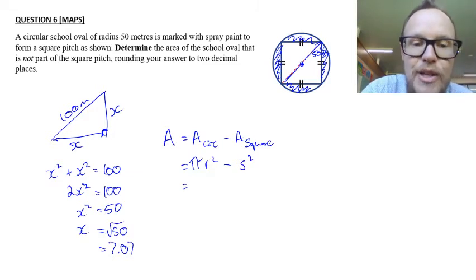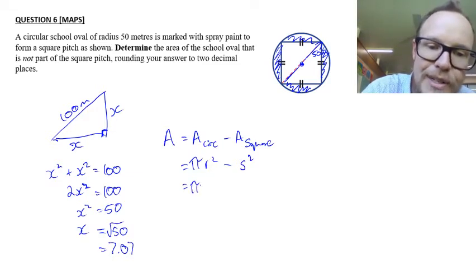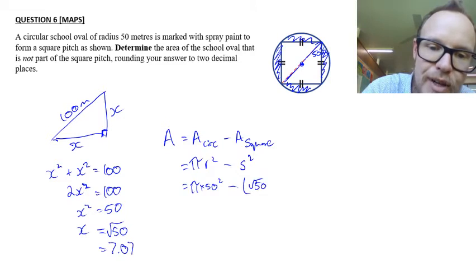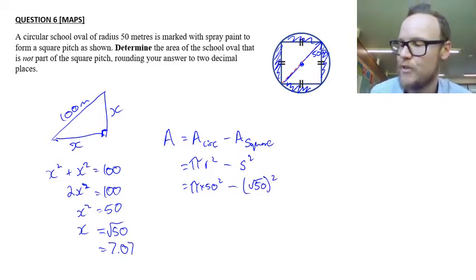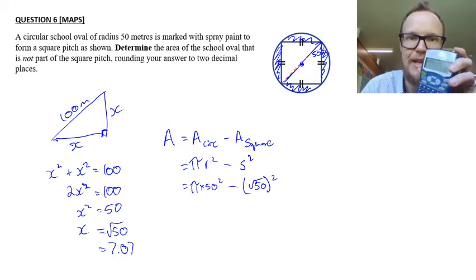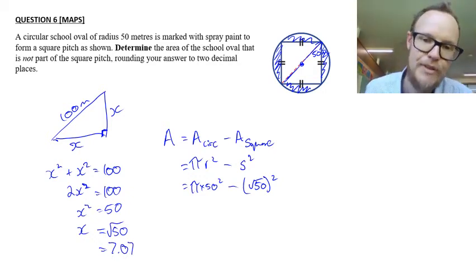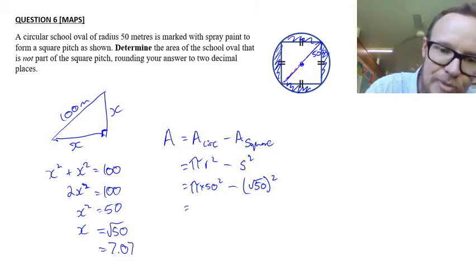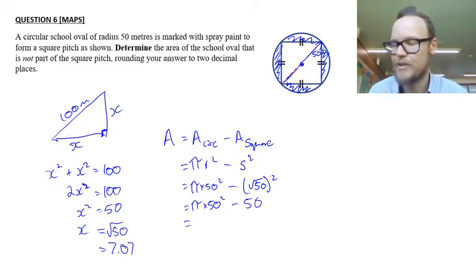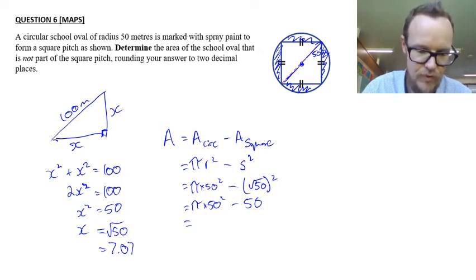So then we can substitute in the values that we now know. We know the radius is 50, and we know that the side length is the square root of 50. Here's the interesting thing. If I take the number that I've got in my calculator and I square that number, answer squared, I get 50. So that means this is going to be equal to pi times 50 squared minus 50. I can put that into my calculator.